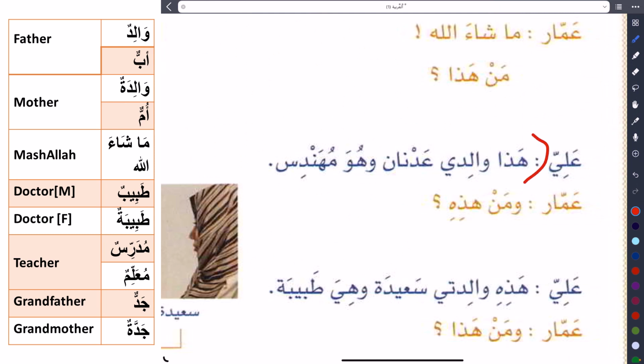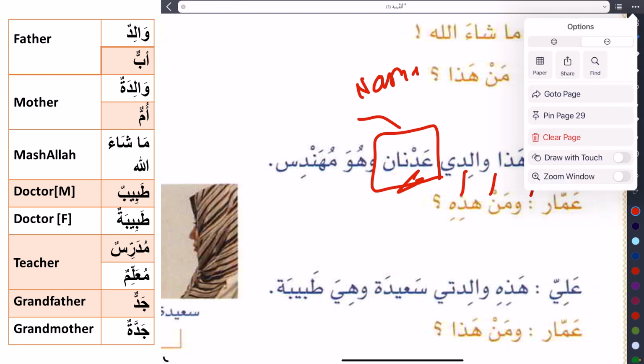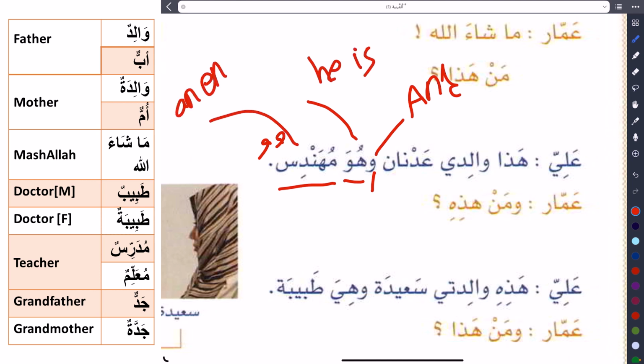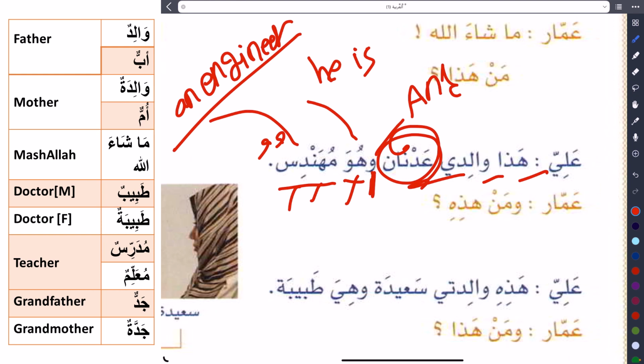And so on. So, هذا والدي. The ي is for my. So this is my father. This is my father. هذا والدي عدنان. This is a name. So this is my father عدنان. His name is عدنان. هذا والدي عدنان. This is my father عدنان. وهو مهندس. I think you know all that. And huwa, he is. Muhandisun, an engineer. We said all that in unit 1. So the whole sentence: this is my father Adnan and he is an engineer.